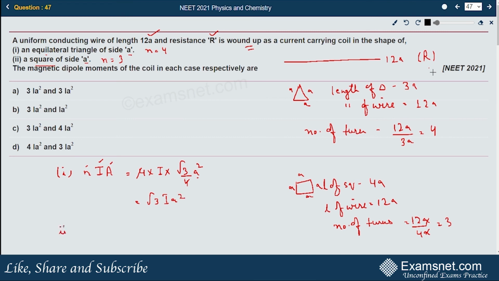Similarly for the square, it will be NIA, and here N is equal to 3. So 3 into I into the area of the square, which is A square, that means side square. So here we'll get 3IA square. So the magnetic moment of the triangle is root 3IA square, whereas the magnetic moment of the square is 3IA square. So in option 1, a root is missing here, so it will be the correct option.